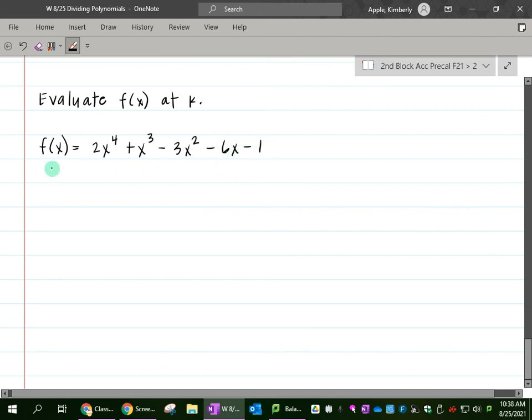Okay, and I want you to evaluate it where k equals negative 1. So all this means is, basically it means find f of k. And really what that means is find f of negative 1. So if you recall, that's just where you plug in a negative 1 everywhere you see an x. So you just plug in. This just means plug in negative 1 for x everywhere. And then you should just get a number. Okay?